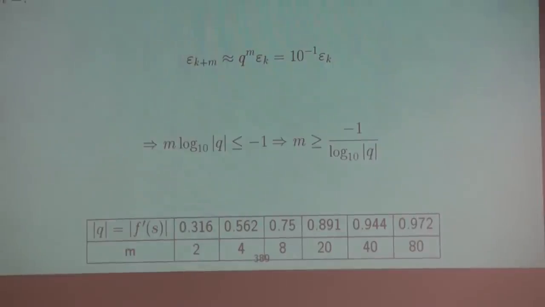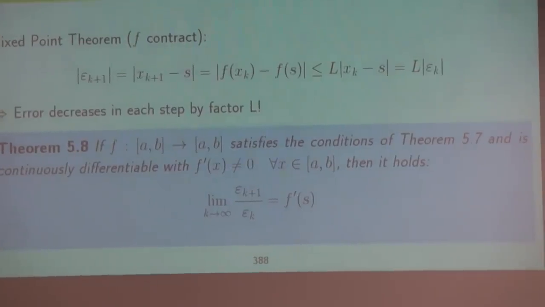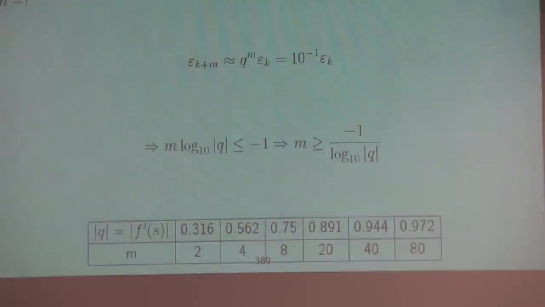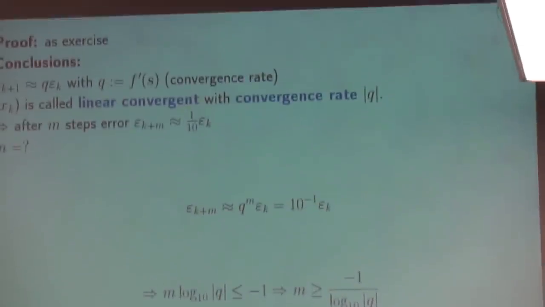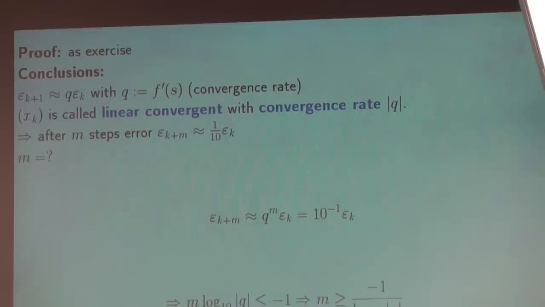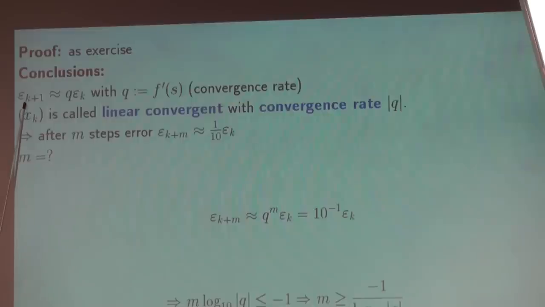Okay, and the proof of this is not really difficult. It is actually much easier than the proof of our next theorem. It's an easy special case of the next proof, so you should be able to do it as an exercise. But let's then look at our next theorem. Okay, but some conclusions from this theorem. Now we could solve this equation.